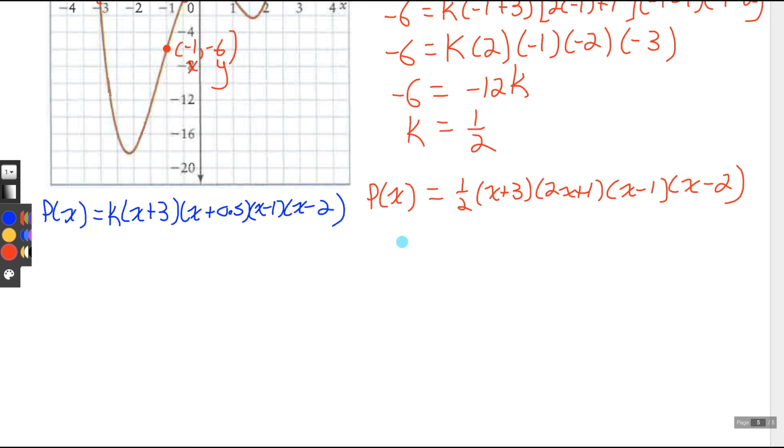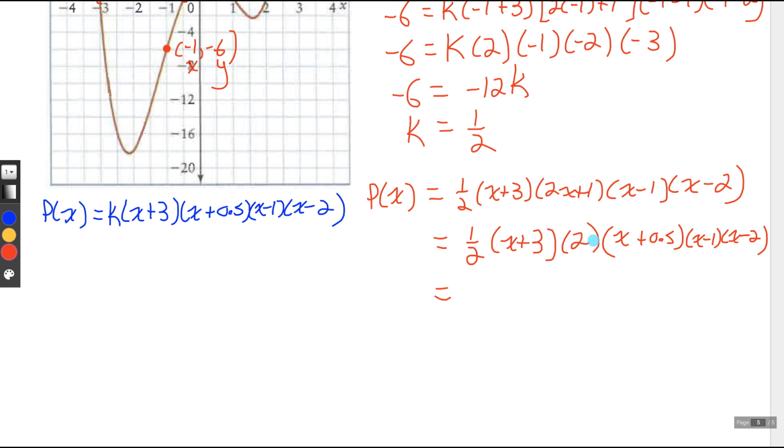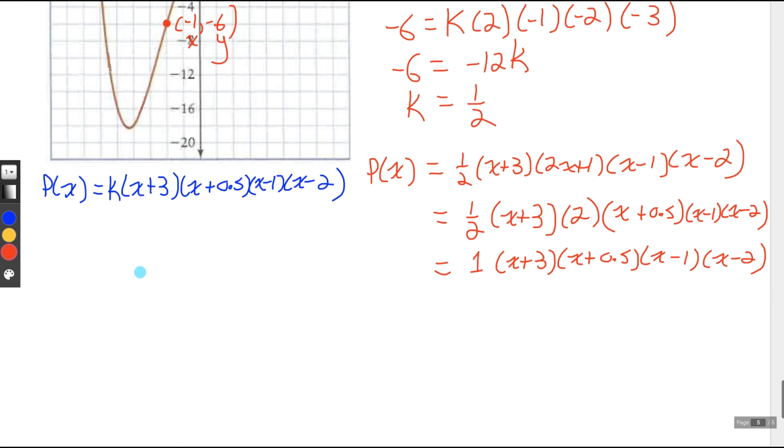Well, look over at this red equation here. If from that factor I common factored out a 2, it would make it look like that factor. Let me show you. So a half times x plus 3, and let me common factor a 2 out from that factor. So 2, and then divide both of the terms in there by 2, and that will give me x plus a half. And then I still have the x minus 1 and the x minus 2. So I have a factor of 2 times a factor of a half. That's 1. So it would be 1 times x plus 3 times x plus 0.5 times x minus 1 times x minus 2.